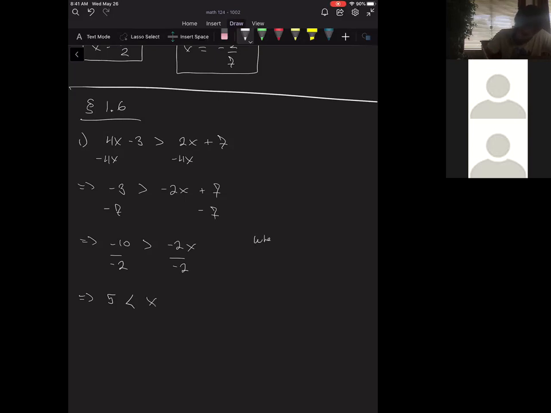So just writing up the side: whenever multiplying or dividing by a negative number, you need to flip the sign. Which is what we did right here.